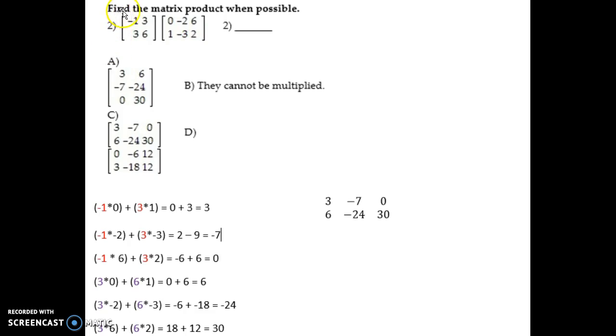For number 2, we're finding the matrix product, and since the number of columns here, there's 2 columns, is the same as the number of rows, there's 2 rows, it's possible to find the matrix product.